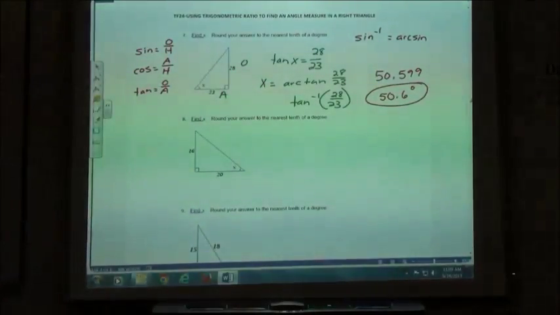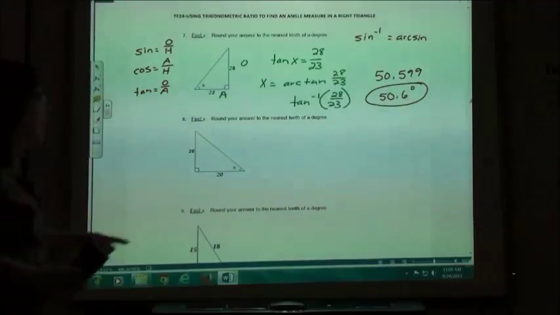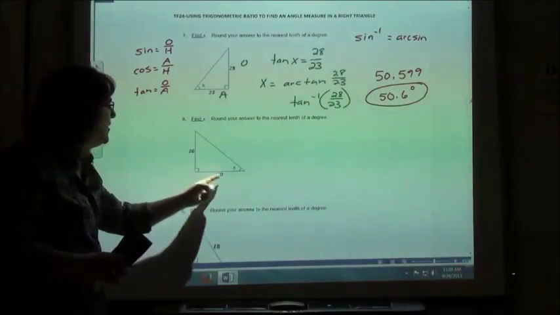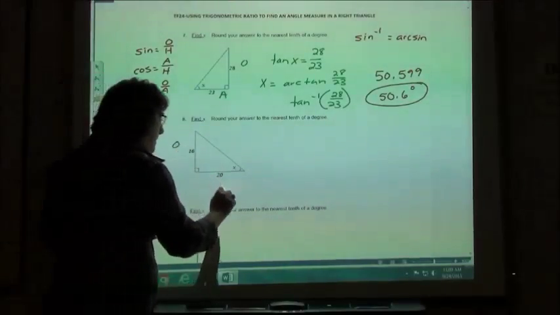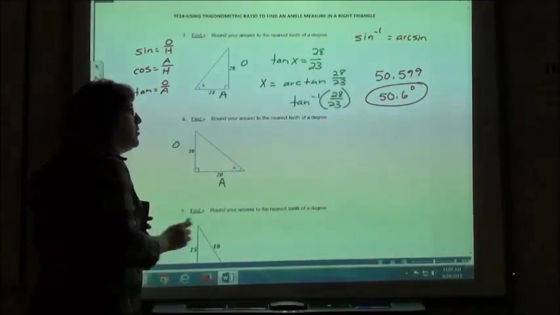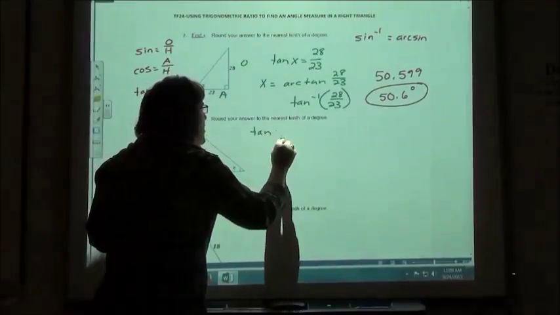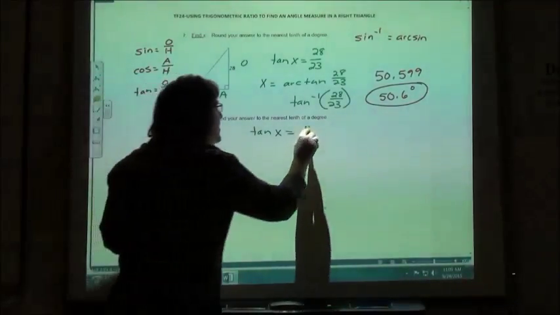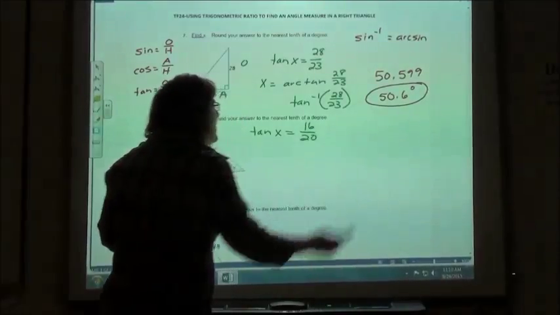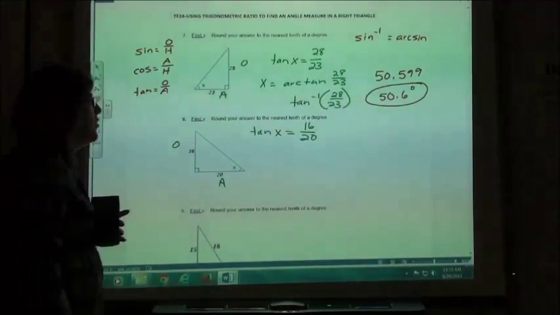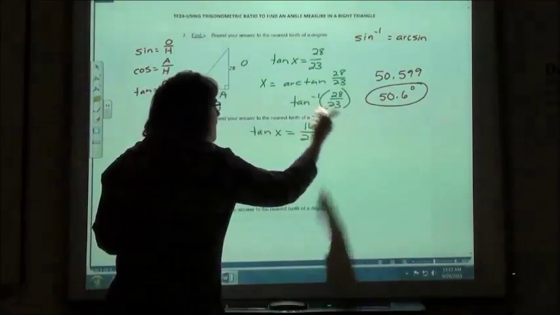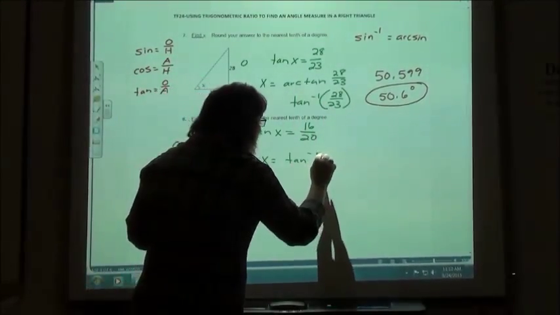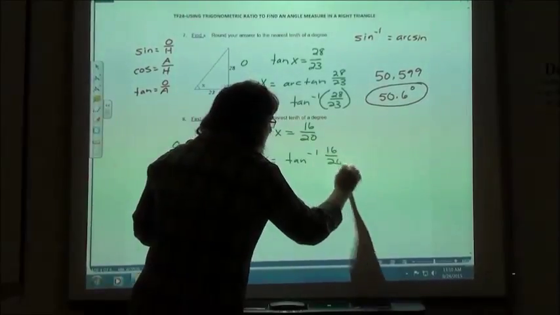So number 8, same kind of thing. I'm finding the measure of the angle, x. I have the opposite and the adjacent side. So again, I'm going to use tangent. The tangent of x equals the opposite, which is 16, over the adjacent 20, so 16/20. So if I'm going to solve this, I'm doing the inverse tangent, or arc tangent, of 16/20.